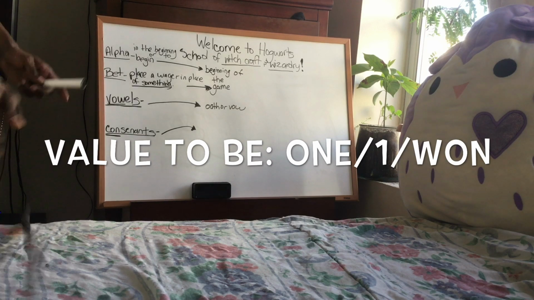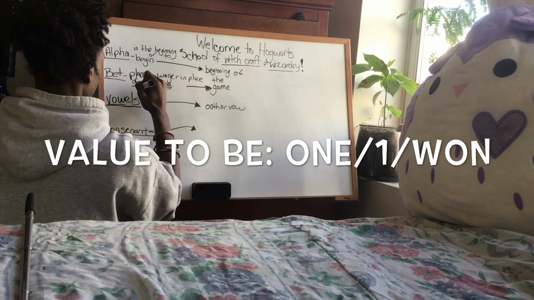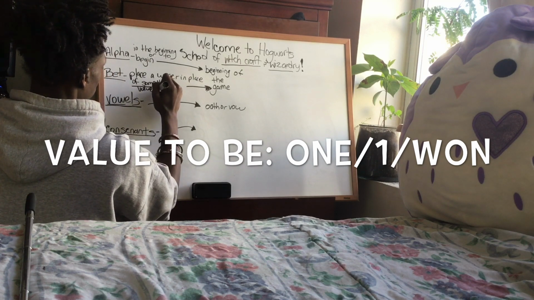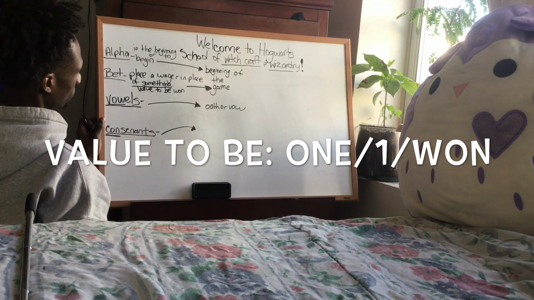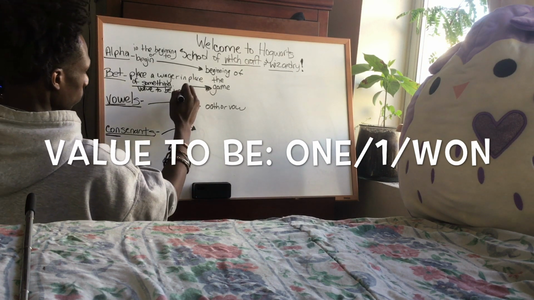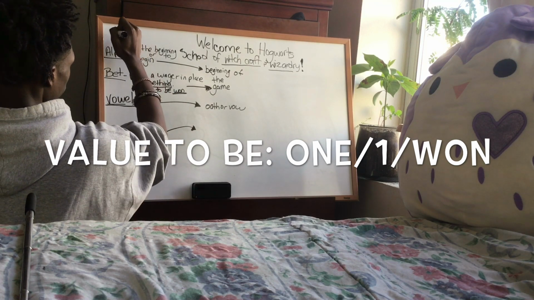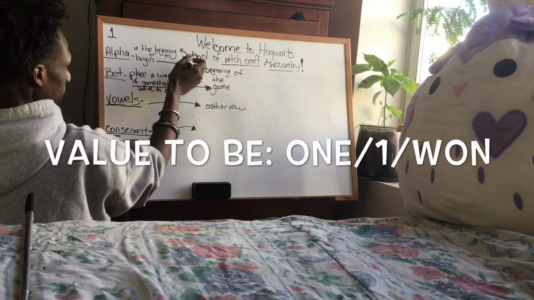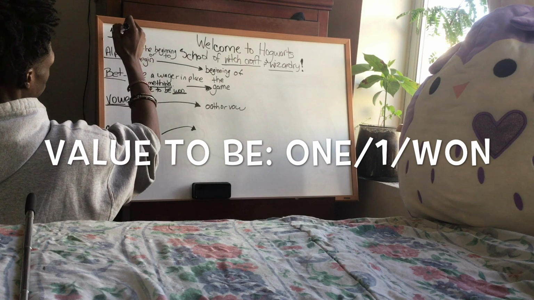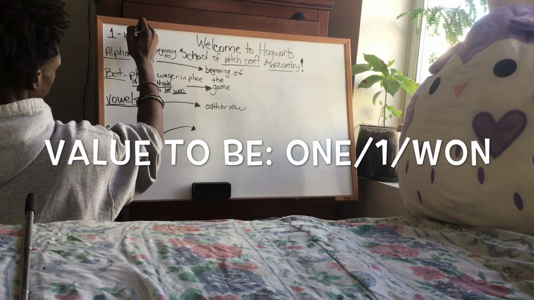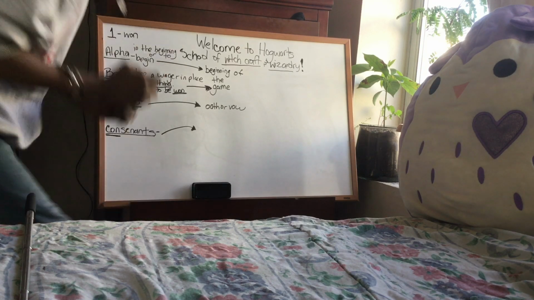Value to be one. Okay, so here we go. Value to be one. Now it's funny because if you look at the word one, it also corresponds to alpha, because alpha says in the beginning of anything is one, right? Uno, right? So one and then one. See, one and one. So you place the value.